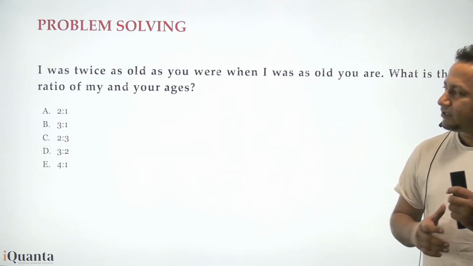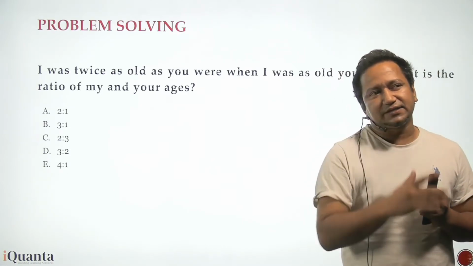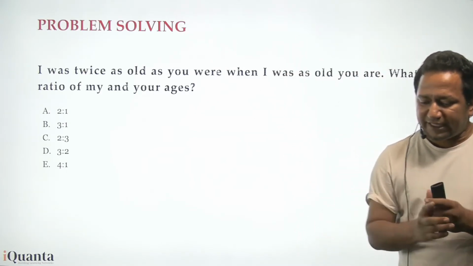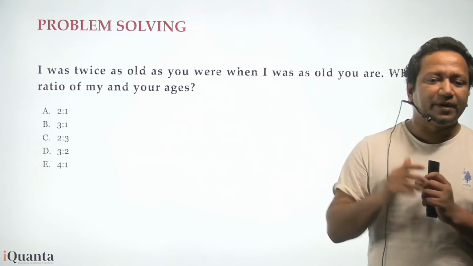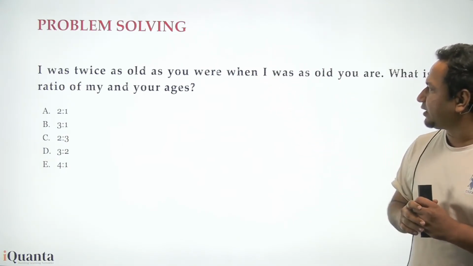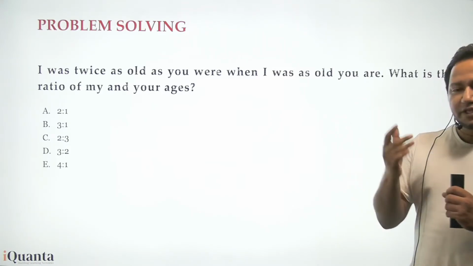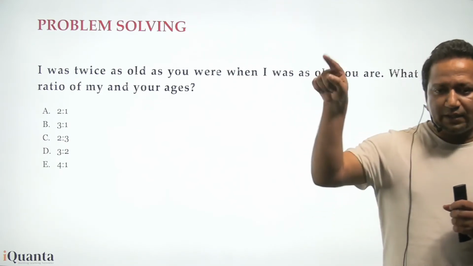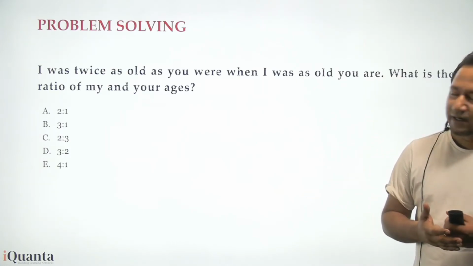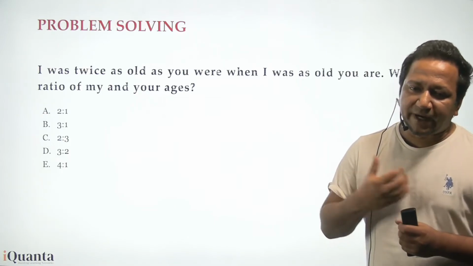Now, I'll just explain the question to you. I was twice as old. So I'm talking about the past. So in the past, I was twice as old as you were. So basically, if you were, let's say, X years old, I was 2X years old in the past. But today, when I was as old as you are, this "you are" is basically present tense. That means in the past, I was twice as old as you were. Basically, whatever your age was in the past, I was just double of that. But today, whatever your age is, that was my age in the past.